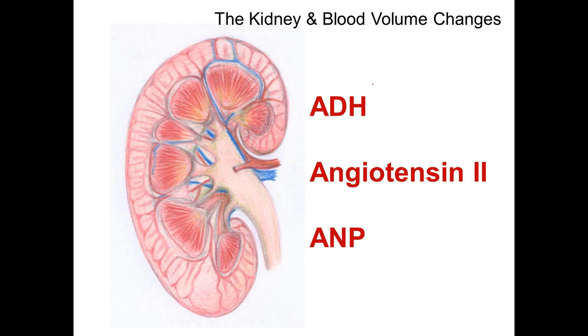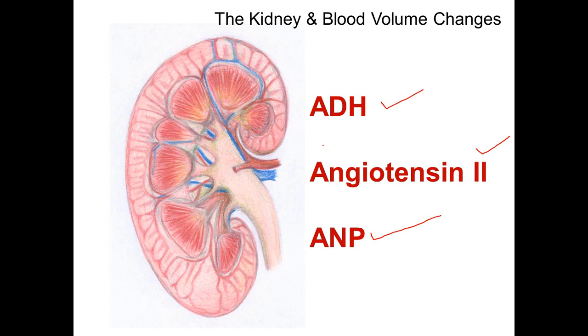So the final thing that we need to talk about is the kidney and blood volume changes, because it's through the kidney that we can change blood volume, and through a number of hormones: antidiuretic hormone, angiotensin, and atrial natriuretic peptide. You don't need to know about those at this moment in time, but those three hormones all act to regulate the amount of fluid in our blood.